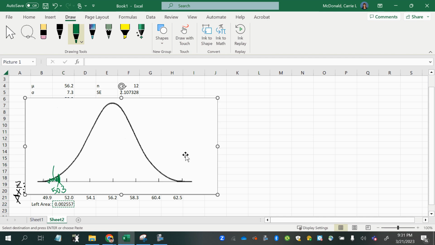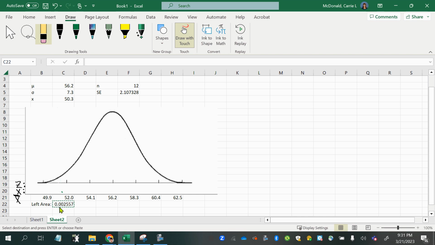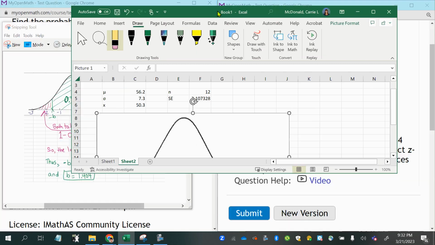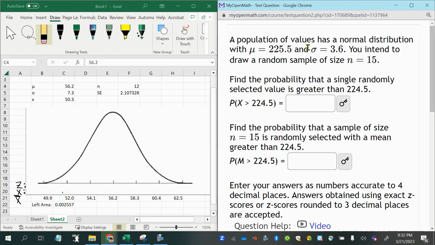All right, so I'm going to just change the values for this version of the question. So now I have a mean of 225.5. Then I have a standard deviation of 3.6. The n is 15. And the x boundary is 224.5.